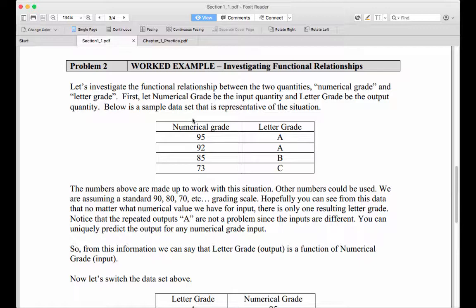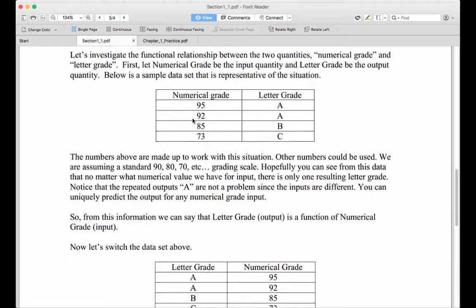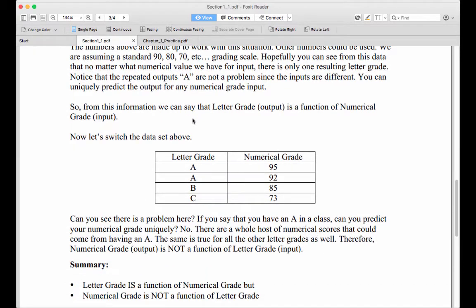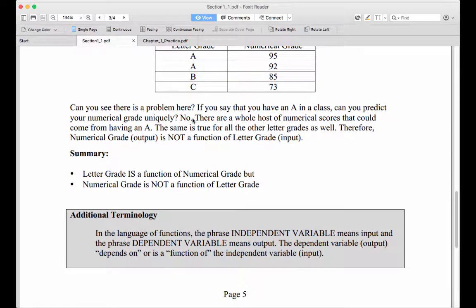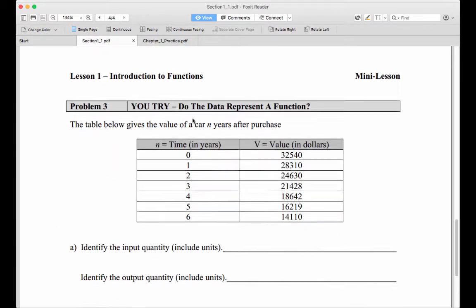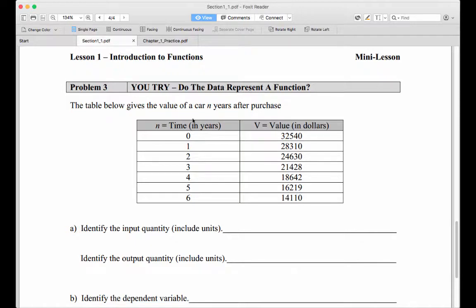The first example was meant to be watched and worked along with interactively. The second one now, you're just going to go ahead and read through it and make sure it is all making sense to you. Many times in the worked examples, they present additional information to progress your knowledge on the topic. So in this case, there's additional terminology. Now we hit problem 3.